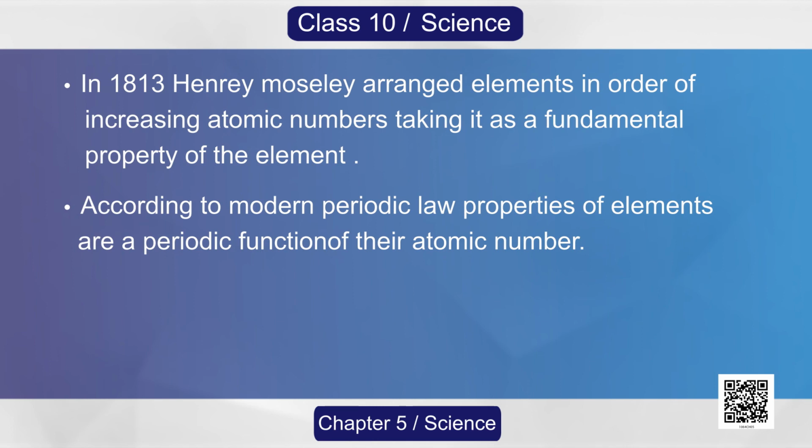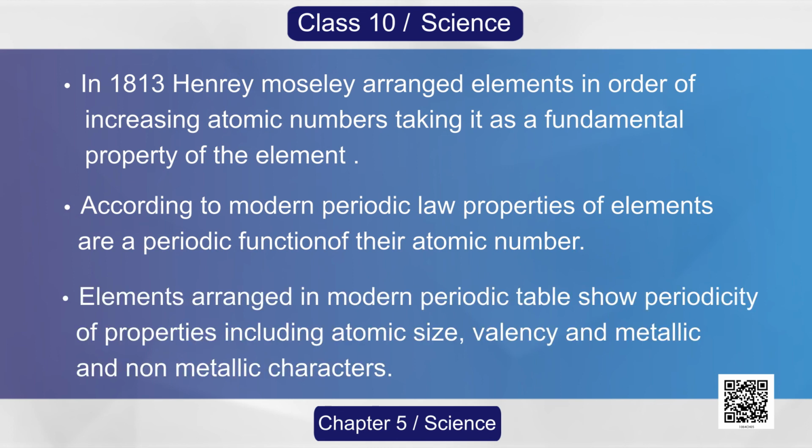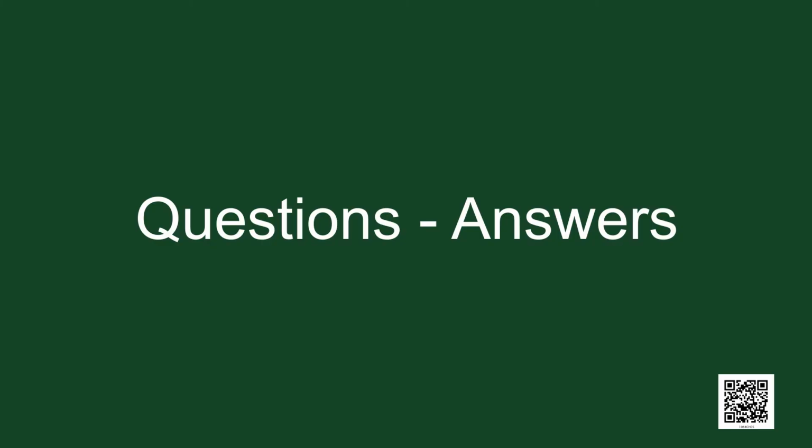According to the modern periodic law, properties of elements are a periodic function of their atomic numbers. Elements arranged in the modern periodic table show periodicity of properties including atomic size, valency, and metallic and non-metallic characters. Dear students, now let us discuss some questions and I hope you all know the answers well.